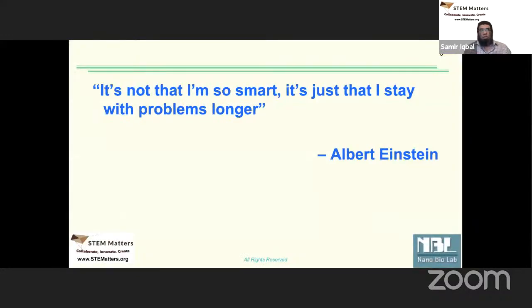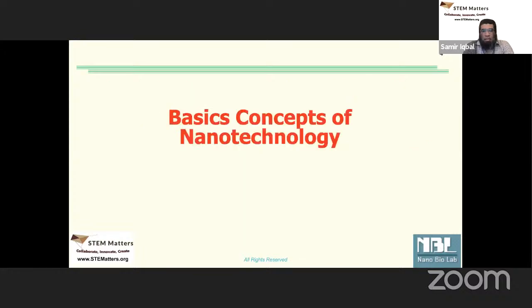So today's quote: "It's not that I'm so smart, it's just that I stay with problems longer." So many times we give up. That was Albert Einstein, who said that he spends a little bit more time than others on the problems at hand. So we'll be spending a little bit more time on the ideas that we explore going forward.